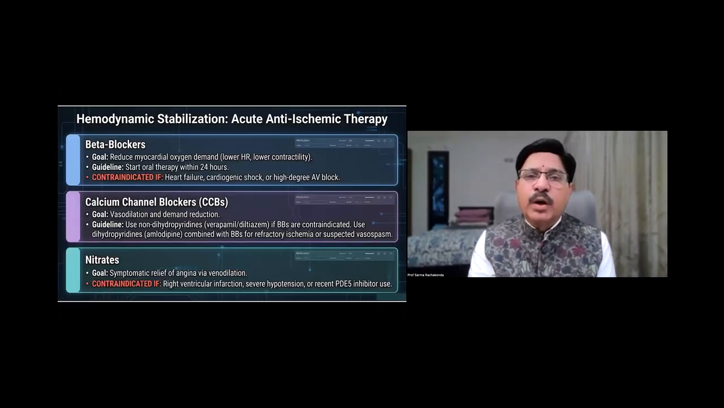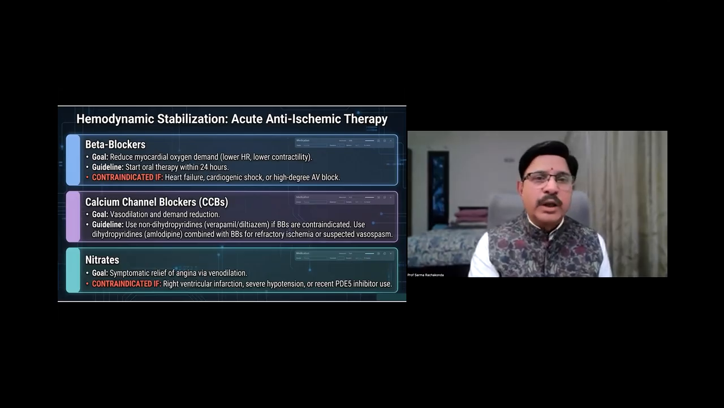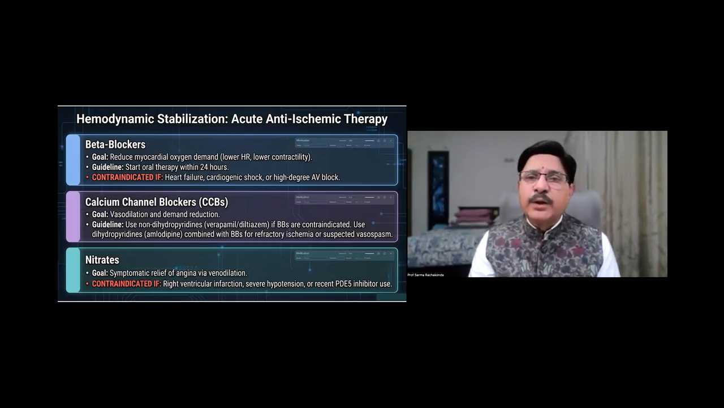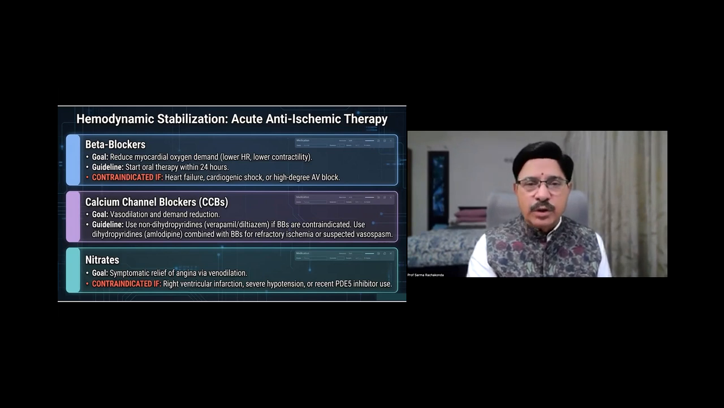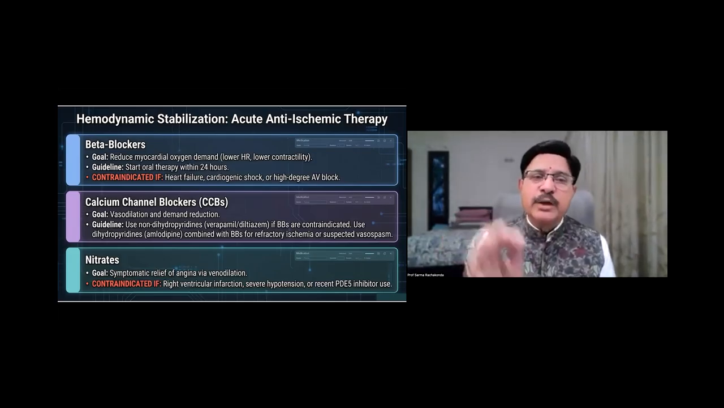Now, what are the anti-ischemic medicines I give? Hemodynamic stabilization and acute anti-ischemic treatment to reduce the demand. Beta blockers must be given. When you say must, always there will be a contraindication. What is the exception or contraindication? Heart failure, very severe acute heart failure, cardiogenic shock, high degree AV block. If you have any one of the three, don't give beta blocker. Otherwise, everybody is a candidate for beta blocker.